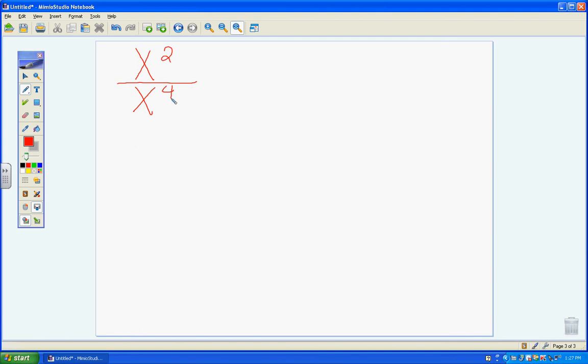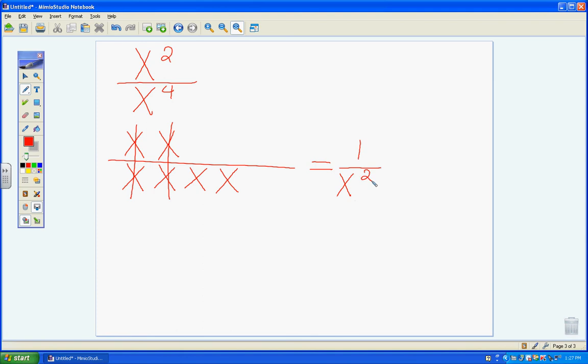Okay, so let's write it out in expanded form, and you'll be able to see how this works. If I write this out in expanded, we know it's 2 x's. And x to the fourth, I know is 4 x's. What can I cancel out? 2 x's again. So what am I left with? But where are they at? This time they're on the bottom. So it would have to be 1 over x squared.